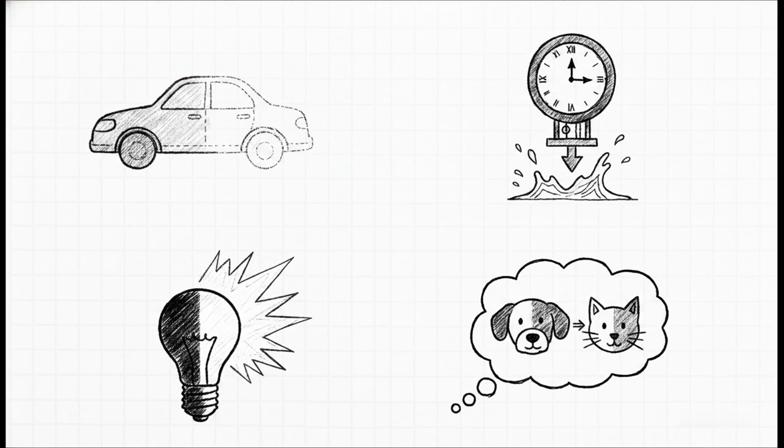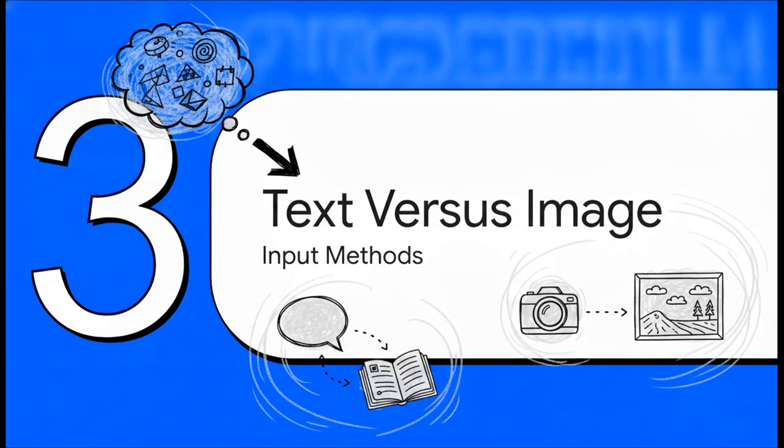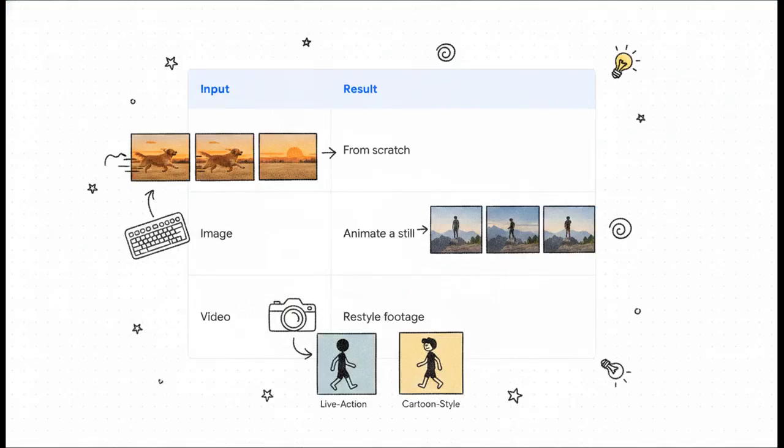So, how do we actually instruct the AI on what to carve out of that noisy block in the first place? Well, let's move on to part 3, text versus image input methods. Now, what's really interesting about this slide is how creating from a text prompt differs from animating an uploaded still or restyling existing motion. We basically have 3 main input options. First up, text to video. This is creating from pure scratch. You type, say, golden retriever running through a field at sunset, and it builds the whole shebang.